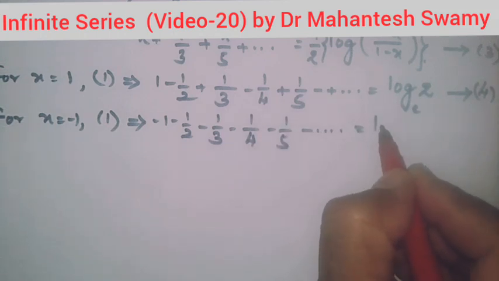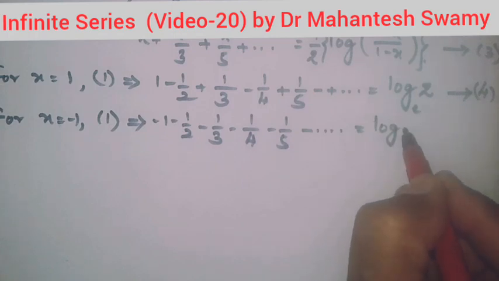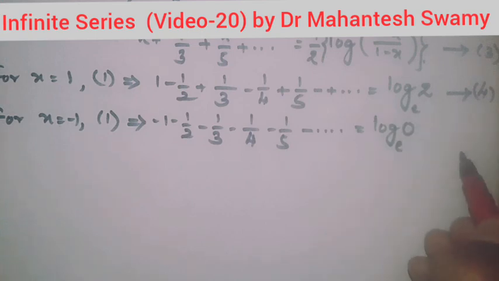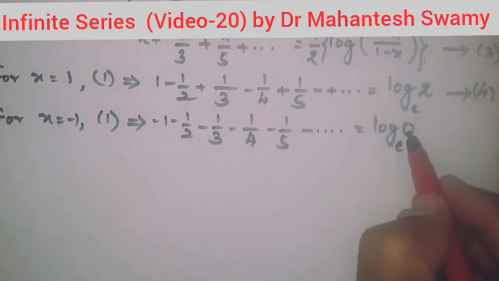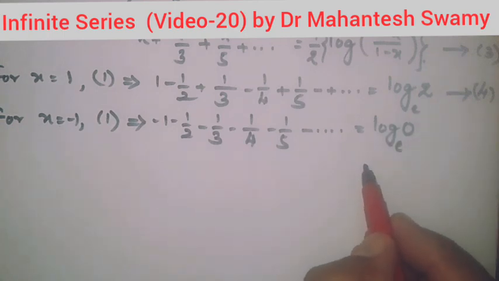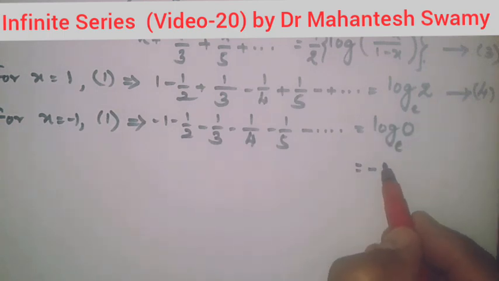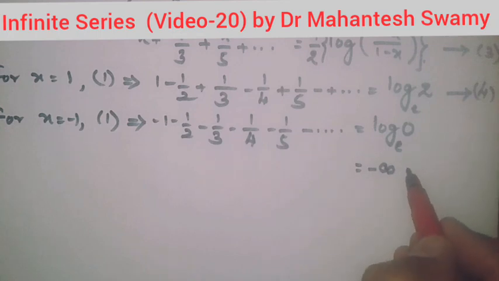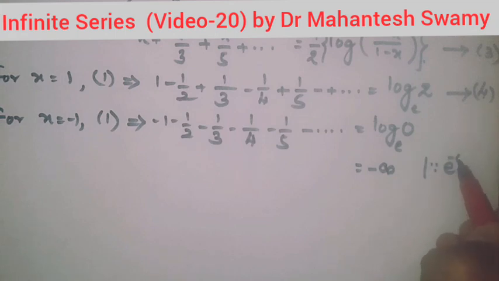On RHS it will be log of 1 minus 1, it is 0. So we will be getting log of 0 to the base e, and we know that log of 0 is minus infinity. This is one of the standard values we have to remember always, because we know that e to the power of minus infinity is always 0.